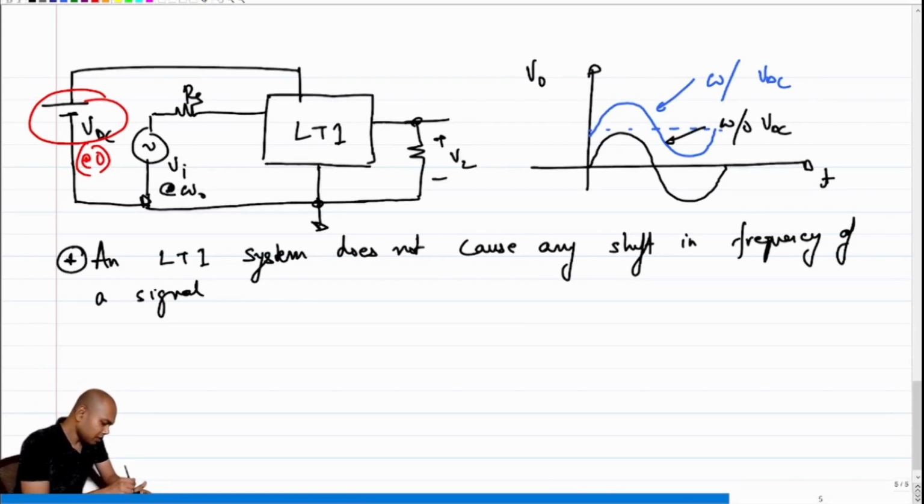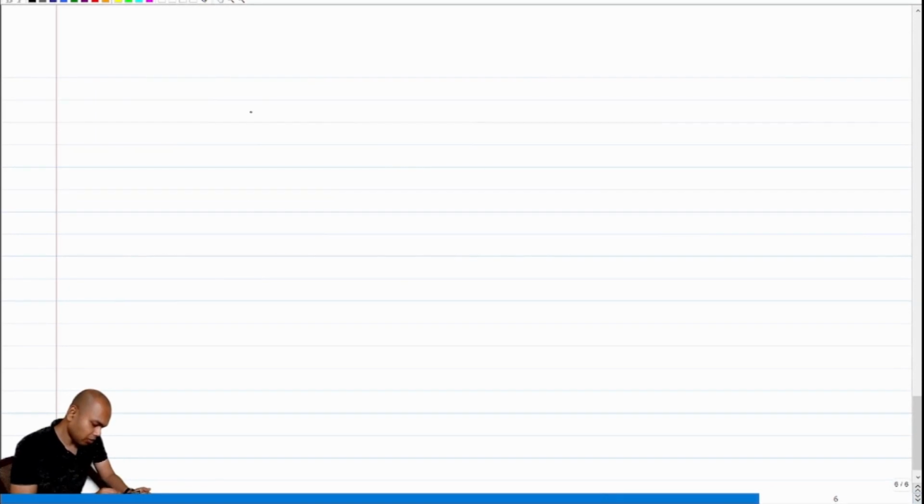So what is the solution then? The solution is, you cannot use an LTI network. If you have an LTI network, you will not get any transference of power from your DC source to any port or across any load that you want. So what happens if this network is not LTI? Let's say this network is non-linear. What happens if this network is non-linear?